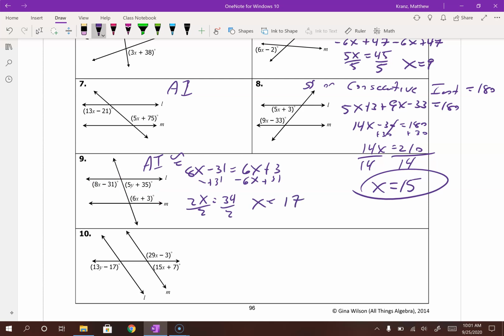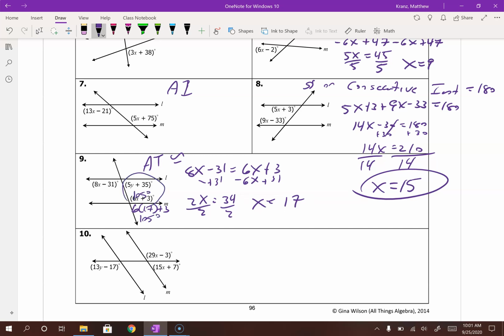So that means that this is 6 times 17 plus 3. And this is 8 times 17 minus 31. I'll go with the 6 times 17. 60 and 42 is 102, so this is 105. So this angle is 105 degrees.